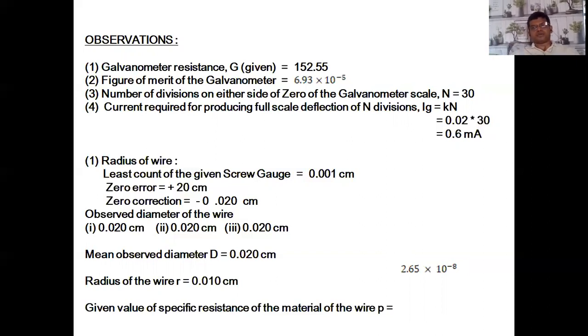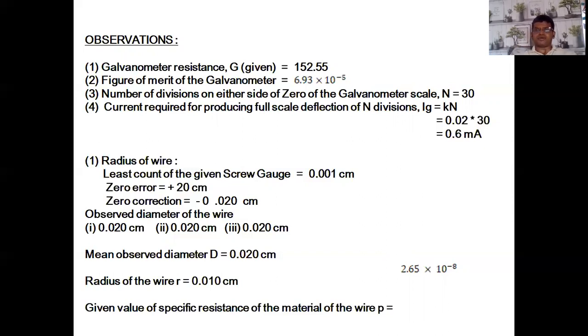Now we are using a wire. First we find the radius of the wire. Before that we need a screw gauge, which we used last year in the laboratory. So first, the least count of the given screw gauge is 0.001 centimeter.